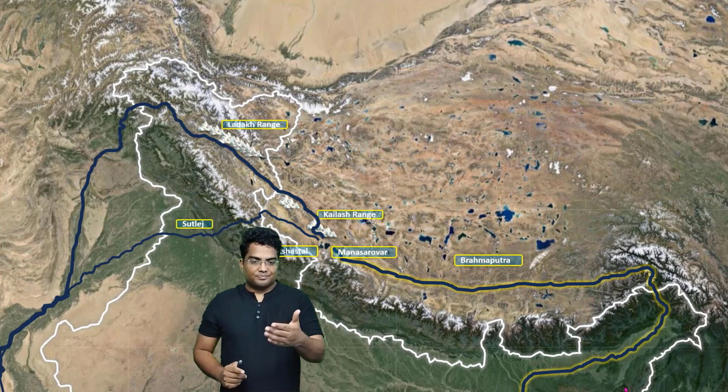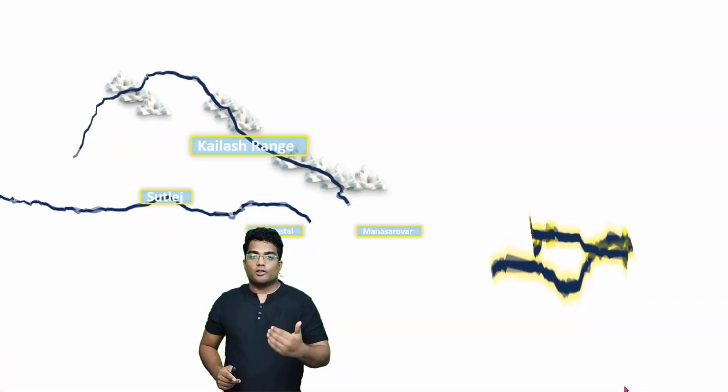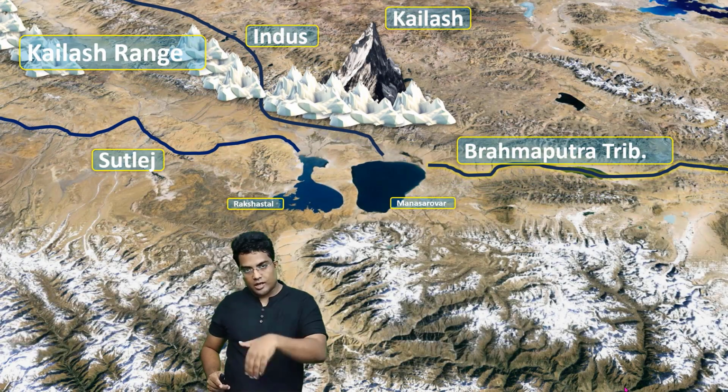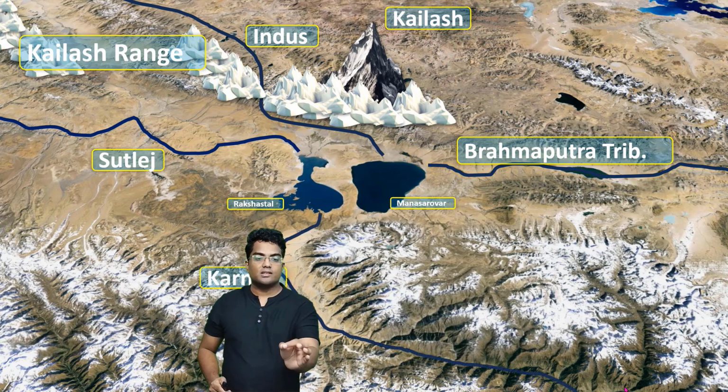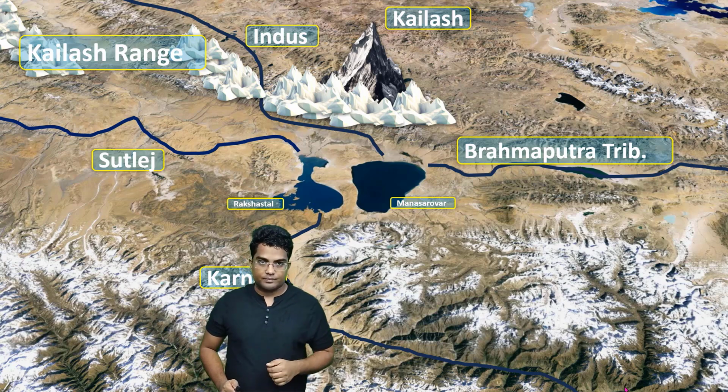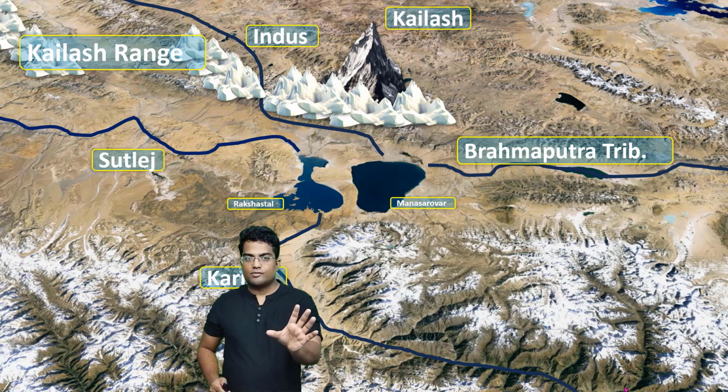Right? So there's another important river that we have to discuss, which again rises from here only. There is another important river called River Karnali. It rises from here. This happens to be a major tributary of River Ganga. River Karnali rises from the same region, near Lake Rakshastal, and it is a major tributary of Ganga.